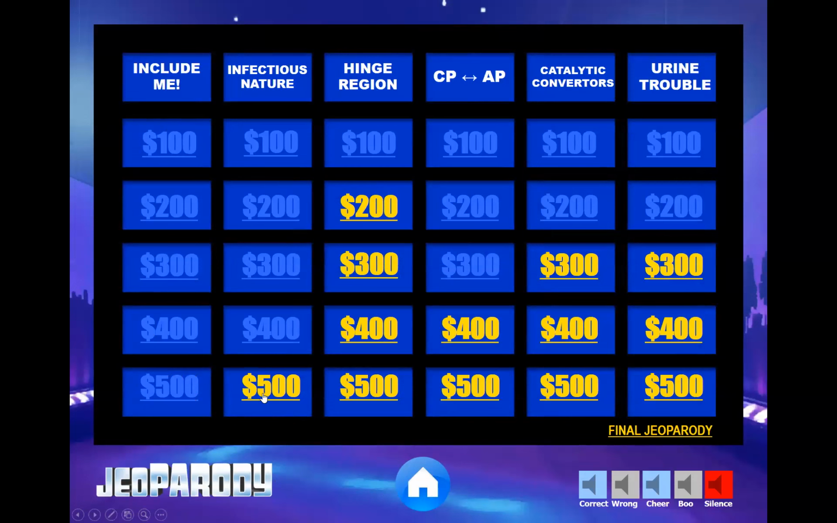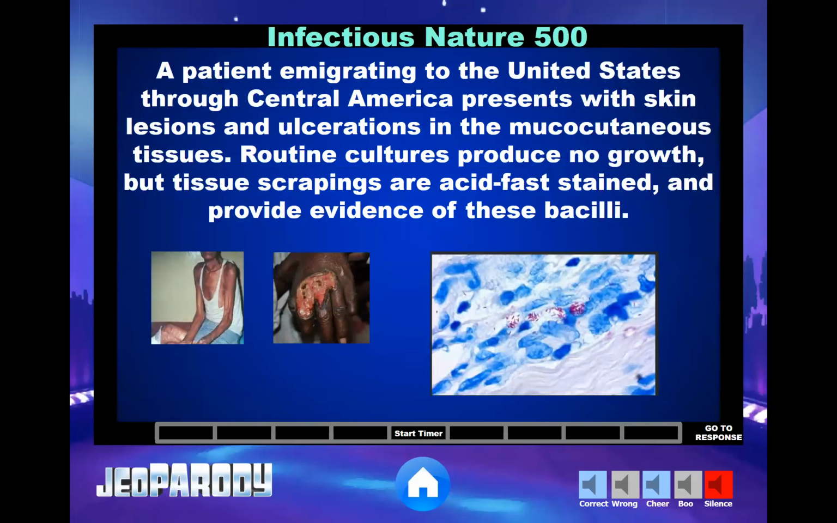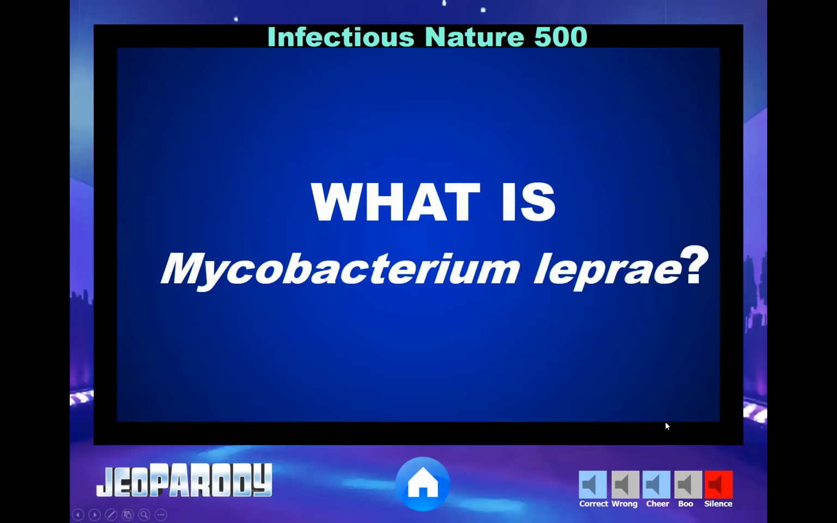I'm going to go ahead and take infectious nature for 500 just to continue our process. A patient emigrating to the United States through Central America presents with skin lesions and ulcerations of mucocutaneous tissues. Routine cultures produce no growth, but tissue scrapings are acid-fast stained and provide evidence of these bacilli. What is the most common organism that may be causing these findings and appear on acid-fast stain with this type of finding? Full guesses for leishmaniasis, mycobacterial infection, and leprae. So yes, Mycobacterium leprae, the causative organism for leprosy.